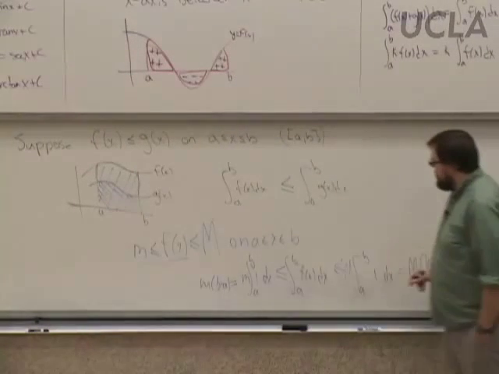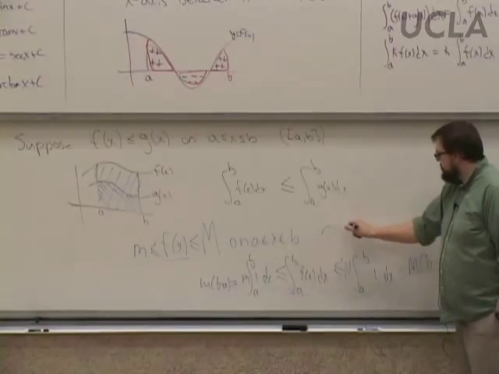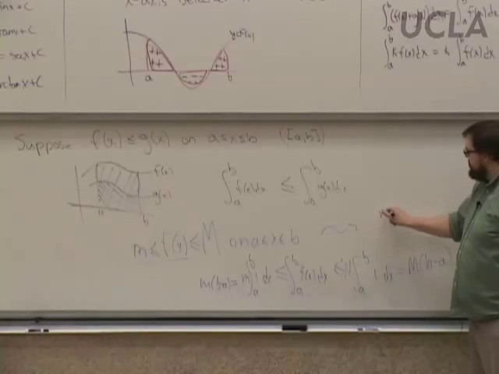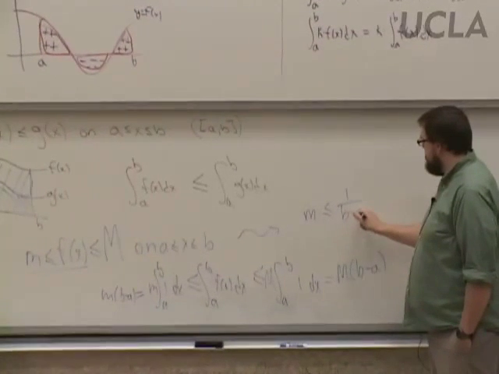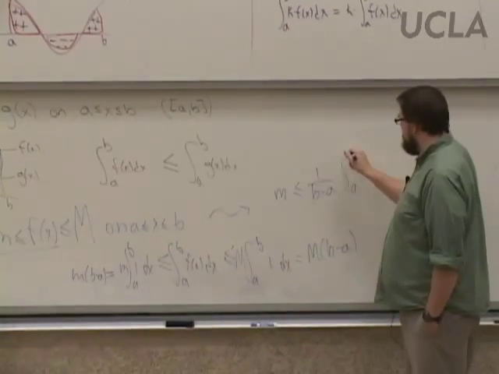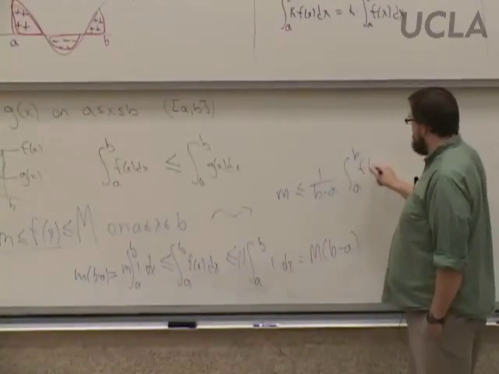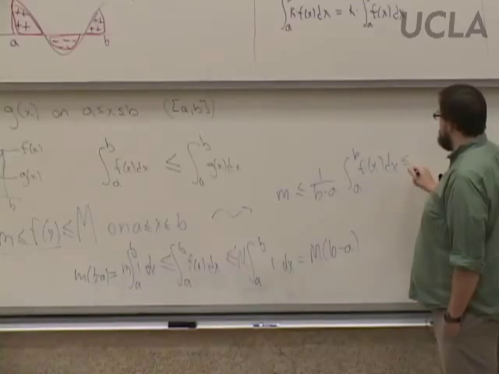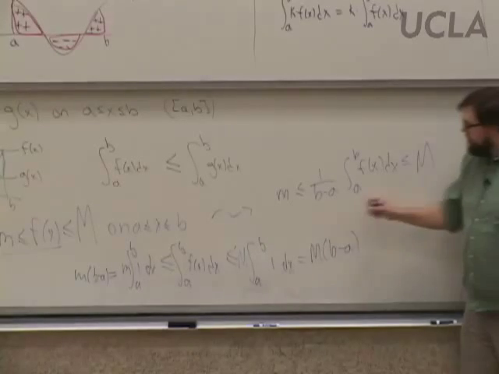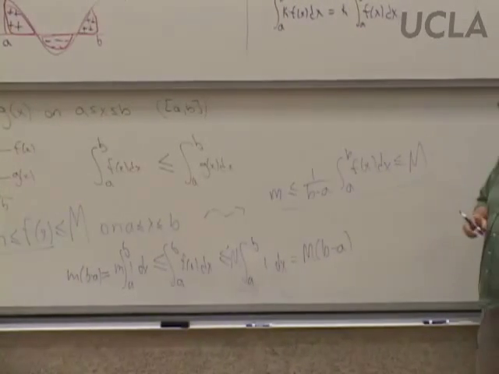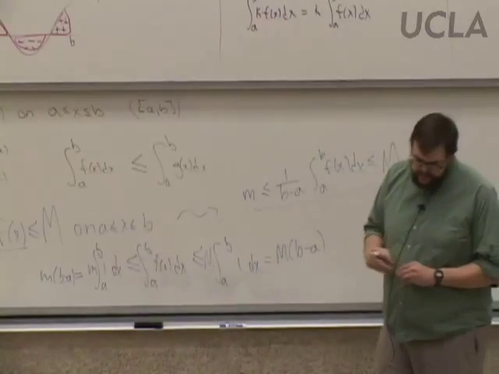So now we have this equation. And of course, I like to write it in a slightly different way. I like to say that this implies that m is less than or equal to 1 over b minus a times the integral from a to b of f of x dx, which is less than or equal to uppercase M. And we'll use this fact in the next lecture, Friday's lecture.